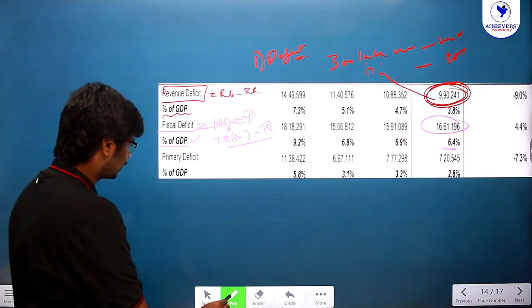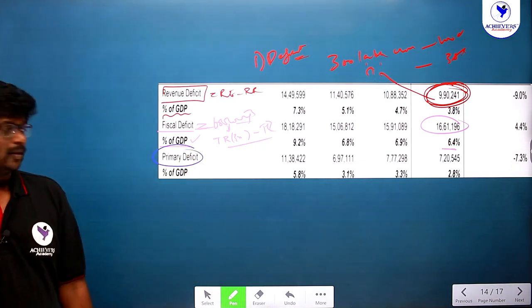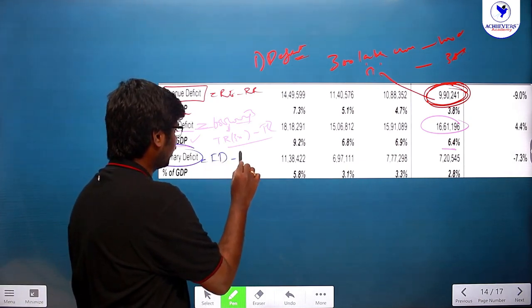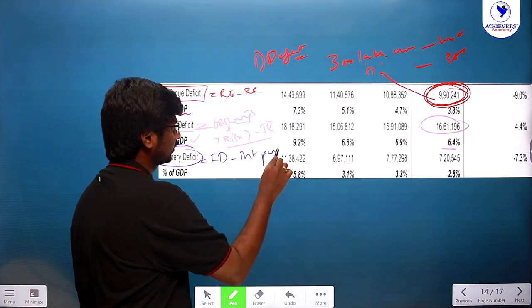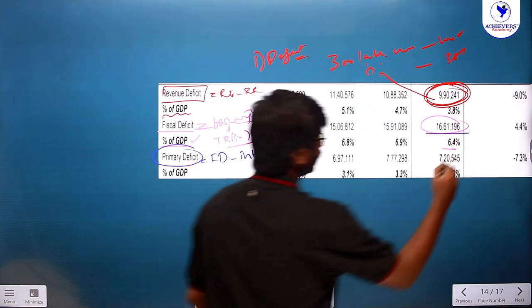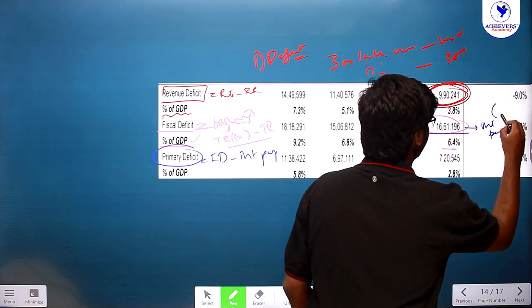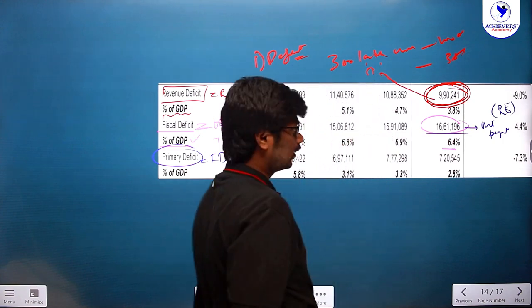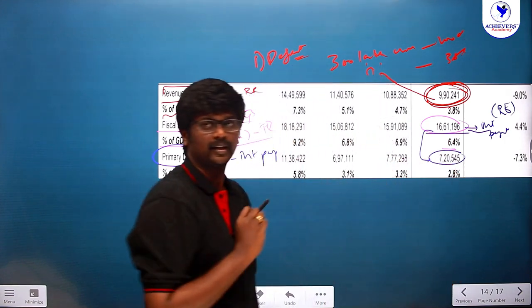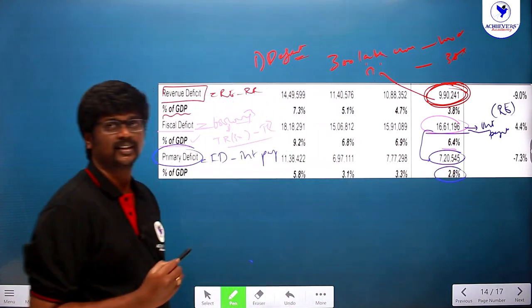And the final thing is primary deficit. What does primary deficit mean? It is the fiscal deficit minus the interest payments. Ante fiscal deficit is 16 lakh crores. Indi nunchi enta aithe government is spending only for interest payments, ante under revenue expenditure, that value when minused from fiscal deficit will give you the primary deficit. And even this is expressed in terms of percentage of GDP.